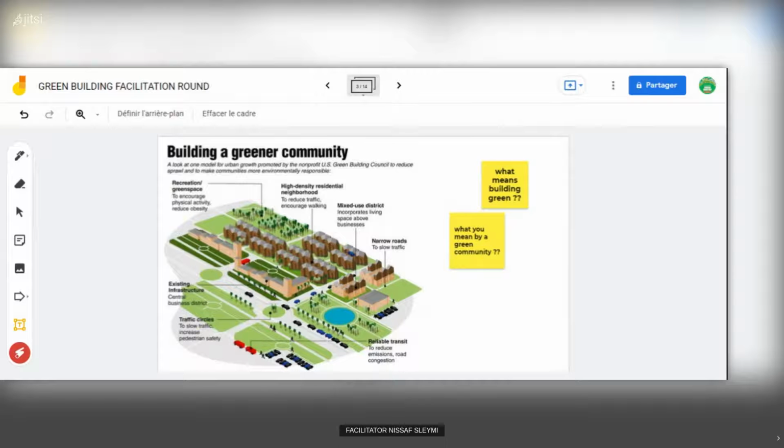This is a model of a green community that is combining green building practices, sustainable principles, environmental principles, and also green communities, and living together also.